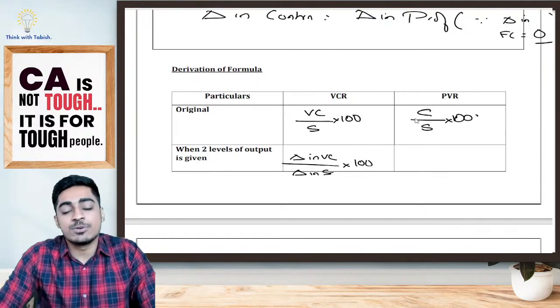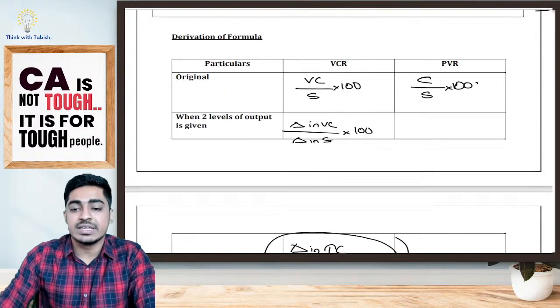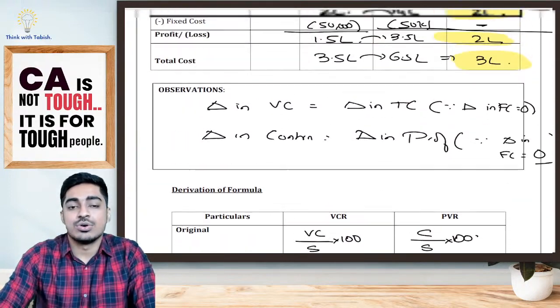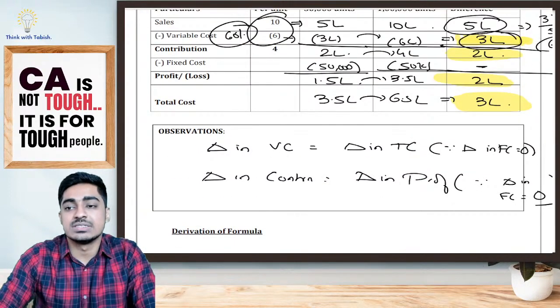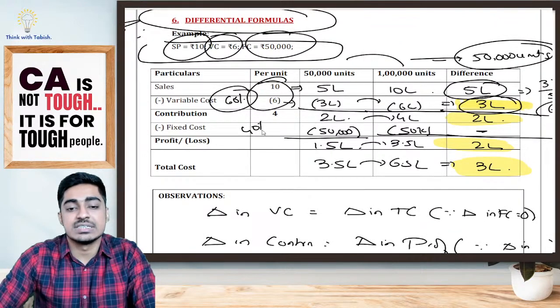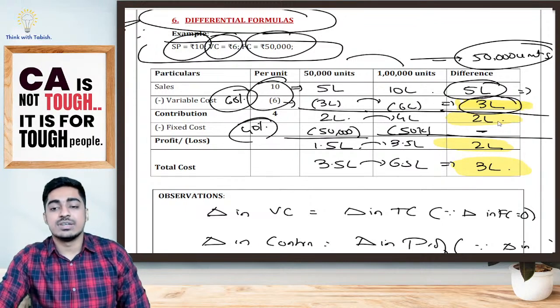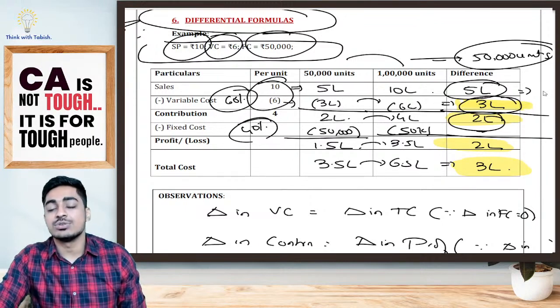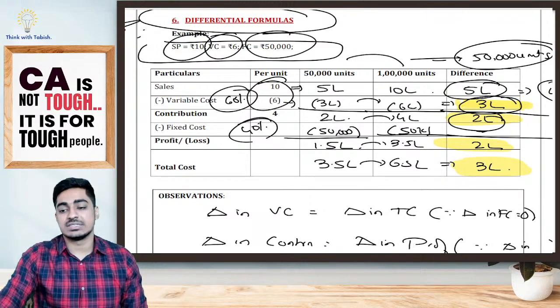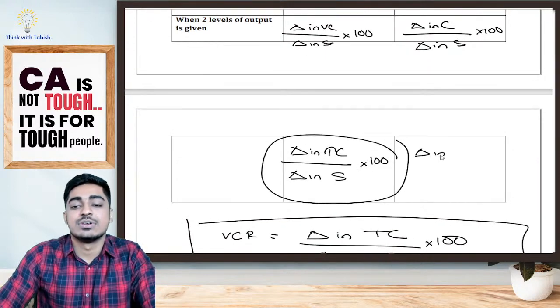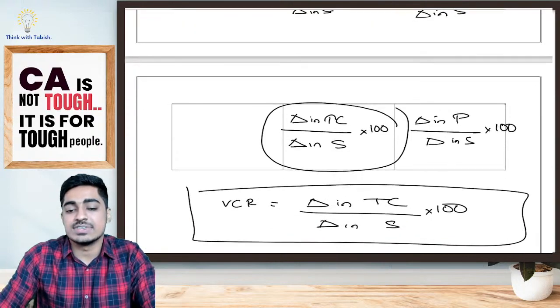Next, we have PV ratio. We have told it is contribution divided by sale into 100. If two different levels are given, I can also write it as change in contribution divided by change in sale into 100. Look at this. Originally, my contribution is 4 rupees, so it is nothing but 40%. So I can also tell based on change, I will tell change in contribution is 2 lakh when change in sale is 5 lakh. So 2 lakh divided by 5 lakh is again 40%. So we know that change in contribution, change in profit are one and the same. It is change in profit divided by change in sale into 100 will give us the PV.